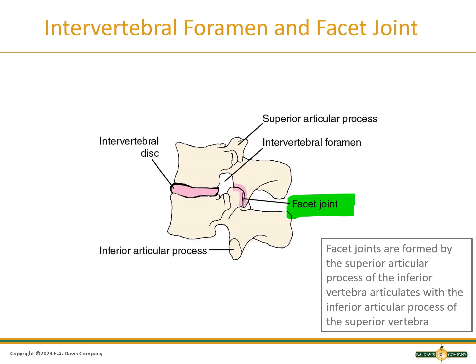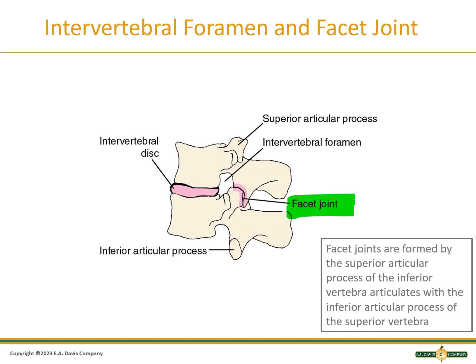So facet joints are our articulations between vertebral levels, if that hasn't been made clear yet. And we need to understand that facet joints are formed by the superior articular surface of the inferior vertebra and the inferior articular surface of the superior vertebra. So the bottom part of the top vertebra has to meet the top part of the bottom vertebra. And if you break it down into those words, I think it makes a little bit clearer sense.